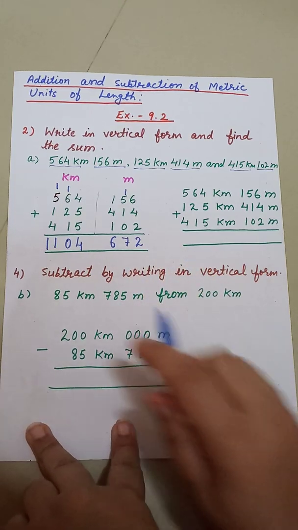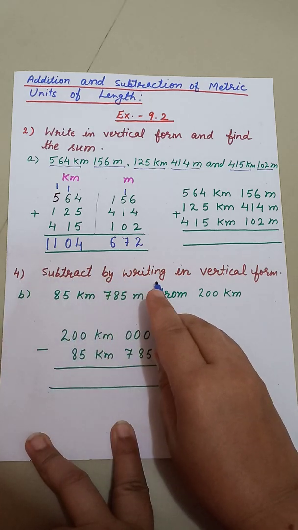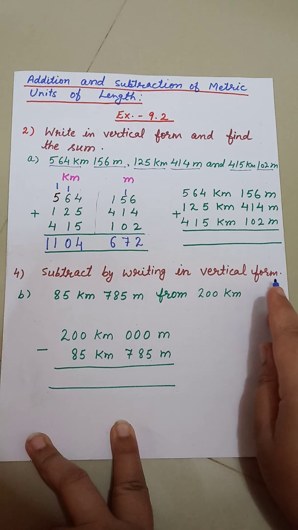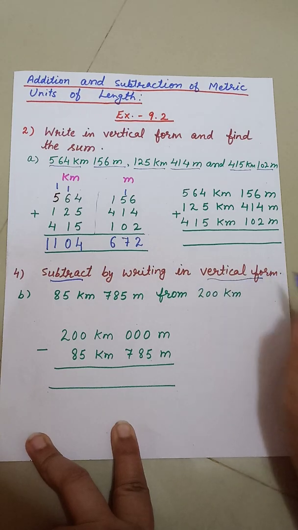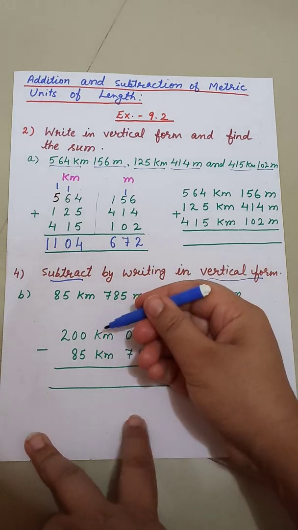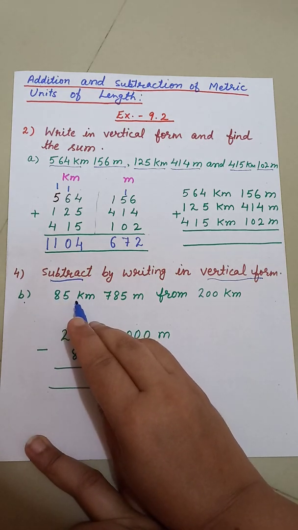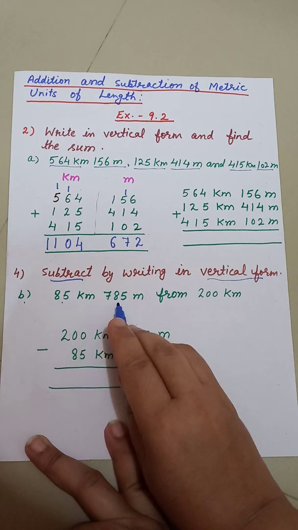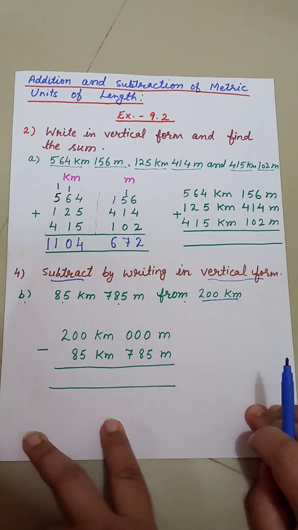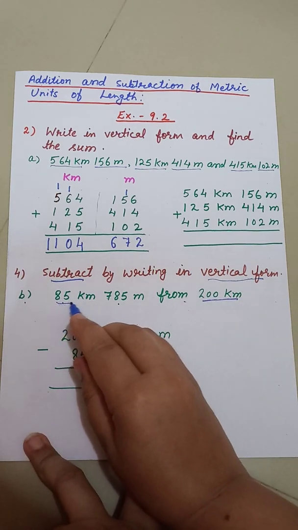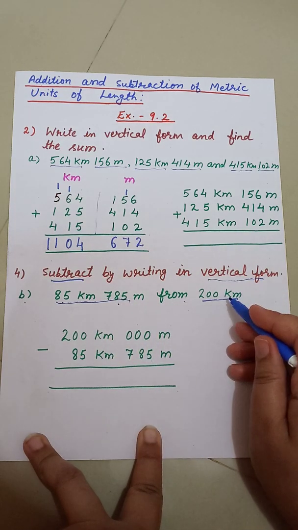Now I am taking your question number 4, that is subtract by writing in vertical form. Now you have to subtract. First of all, you will write in the vertical form. Vertical form means you have to arrange in the columns. So see, I have taken here B part. You have to subtract 85 kilometer, 785 meter from 200 kilometer.